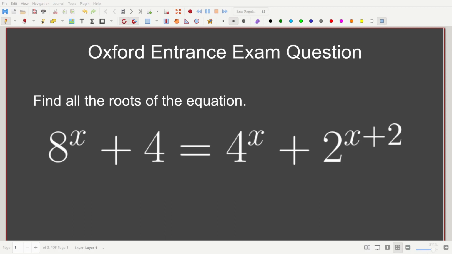Knowledge seekers. In this video, we will solve this interesting exponent problem from the Oxford entrance exam. We have to find all the roots of the equation, which means all the values of x, real and imaginary.